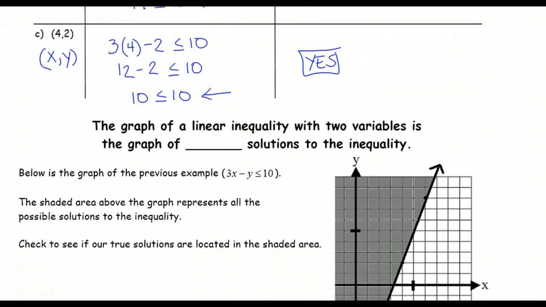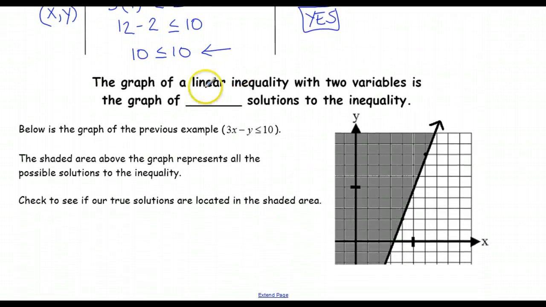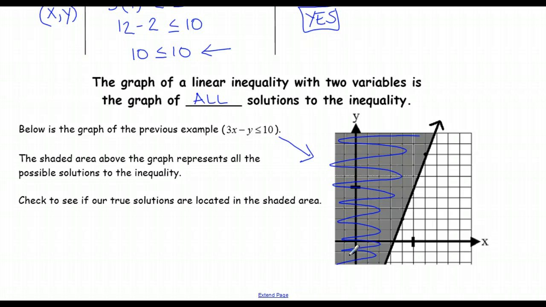Alright, the graph of a linear inequality with two variables is the graph of all solutions to the inequality. To the right is a graph of our previous example, 3x minus y is less than or equal to 10. The shaded area on this graph, right here, represents all of the possible solutions for this inequality. So check to see if the solutions we tested are in the shaded region. The first ordered pair we checked was (0, 0), which is right here. And we said yes, that is a solution. And it is. It falls in the shaded region.